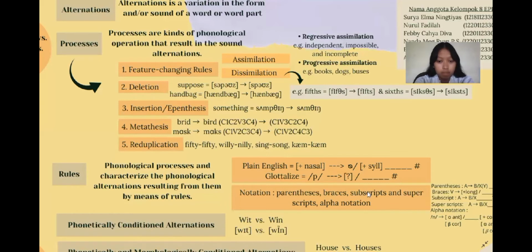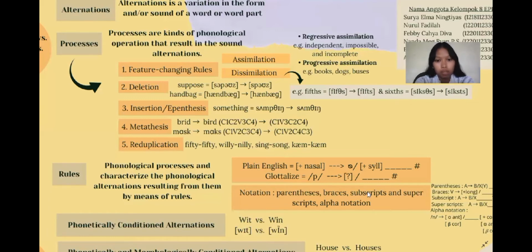Then progressive assimilation is a kind of assimilation in which a sound influences the following segment. For example, the last sounds k, g, and s in book, dog, and bus respectively influence the sound s in books, dogs, and buses. Then the opposite of assimilation is dissimilation. It is a process in which two sounds become less alike.